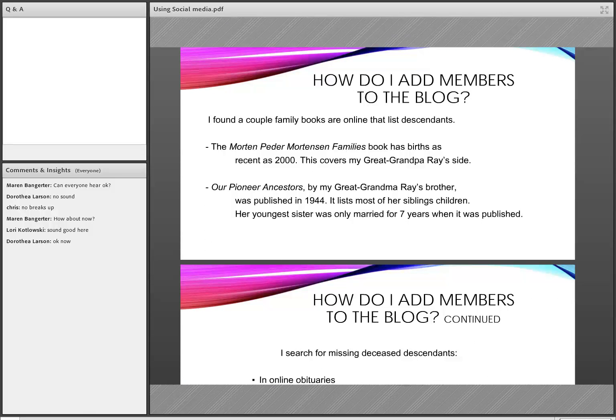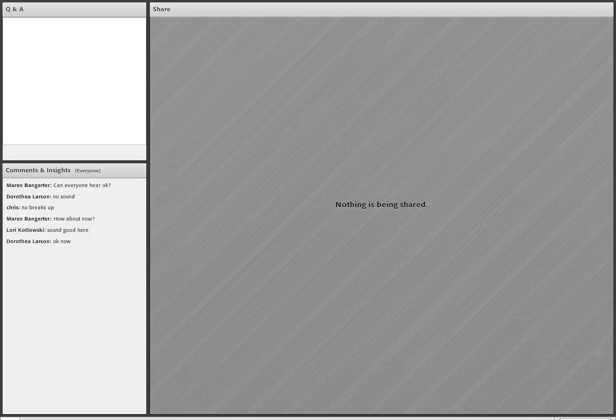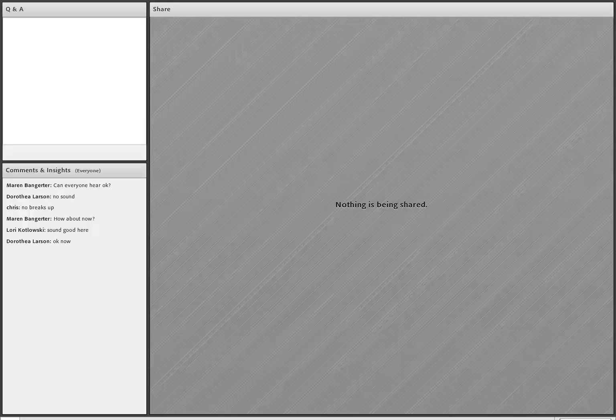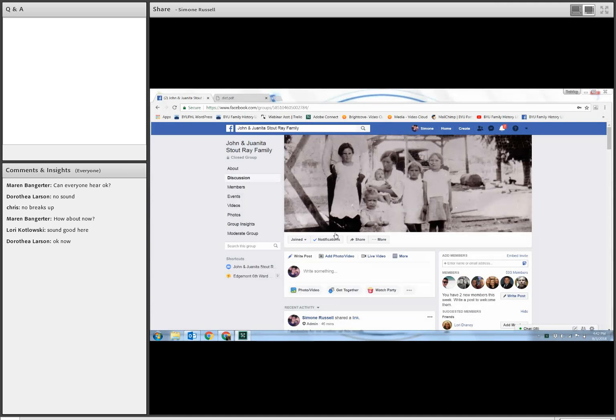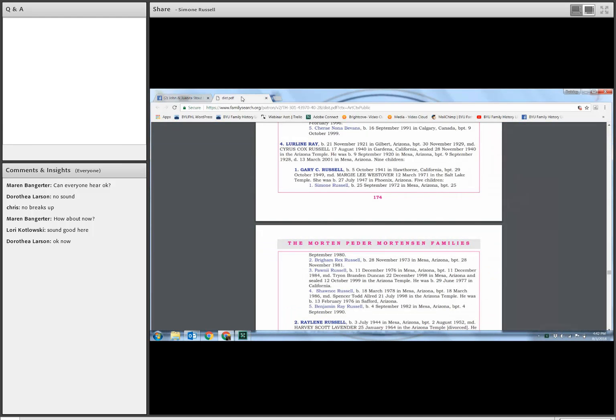I can show you an example of the Mortensen book. I'll just show you my family since there are living people in the book. But here's an example. Lillian Ray is my grandma with her birth date, and my grandpa that she married and their marriage date and place. This is just an example of a family book that I found online.